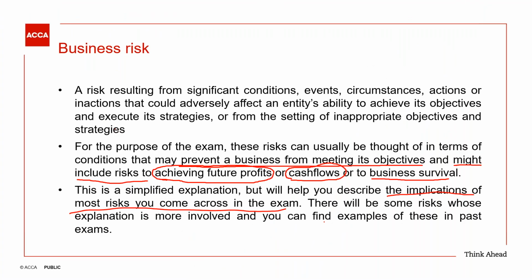Moving back, there will be some risks whose explanation is more involved, and you can find examples of these in the past exams. So the examiner is saying if you do the past papers, you will be very well prepared to get ideas of business risk. If you solve 2 to 3 past papers on business risk, you will be really well prepared, because there is so much repetition in business risk in past papers that you will find a lot of similarities. So if you make a habit of doing the December 17 paper, the December 18 paper, and even if you get hold of a December 14 paper, or I can share the December 14 paper on the WhatsApp group, you can do these 3 papers and you will be very good on business risk.